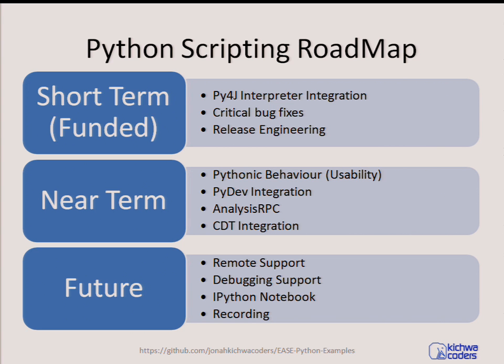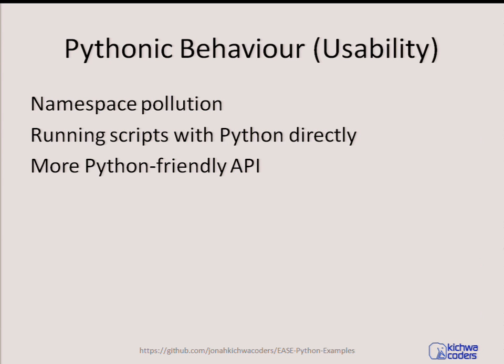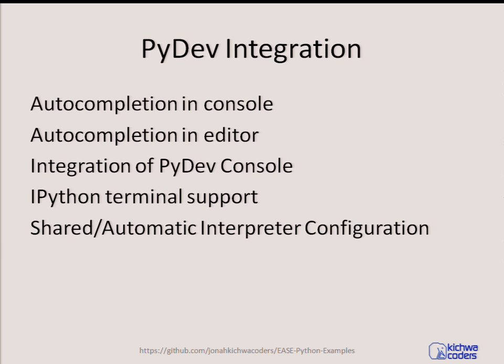Just looking at the direction we would see. The short-term things have all been done. So we've got the Py4j interpreter in, we've done the critical bug fixes and all the release engineering. Then a few things we're looking at going ahead. We're looking at having more Pythonic behavior, so that's a bit of a usability issue. If people are familiar with Python, it's making the API much more friendly, so it looks like something very familiar to a Python developer, and being able to run scripts with Python directly as well, and dealing with some of the namespace pollution and keeping the namespaces clean.